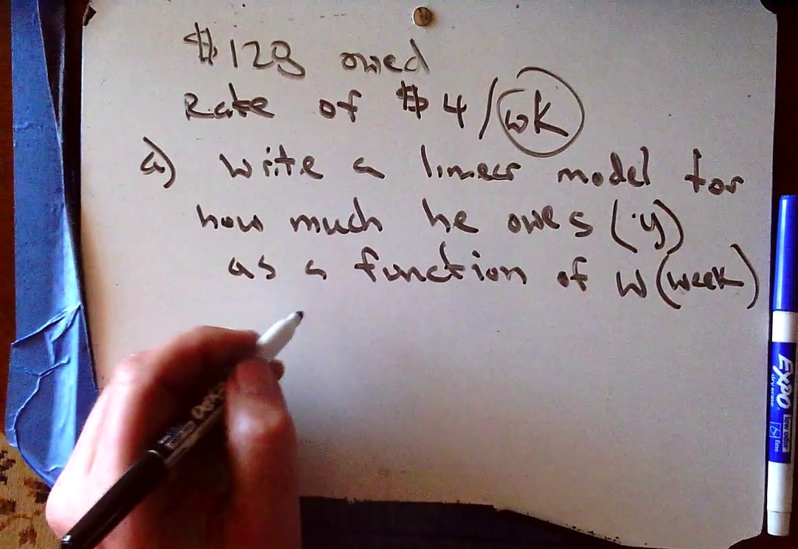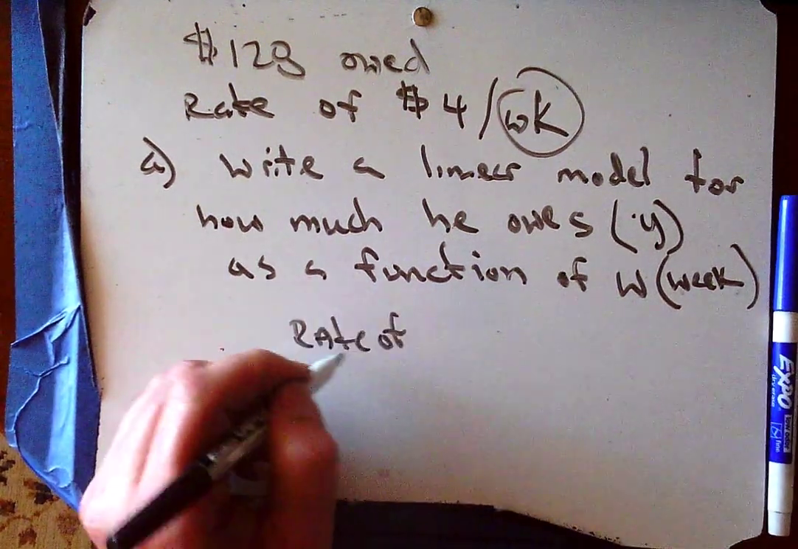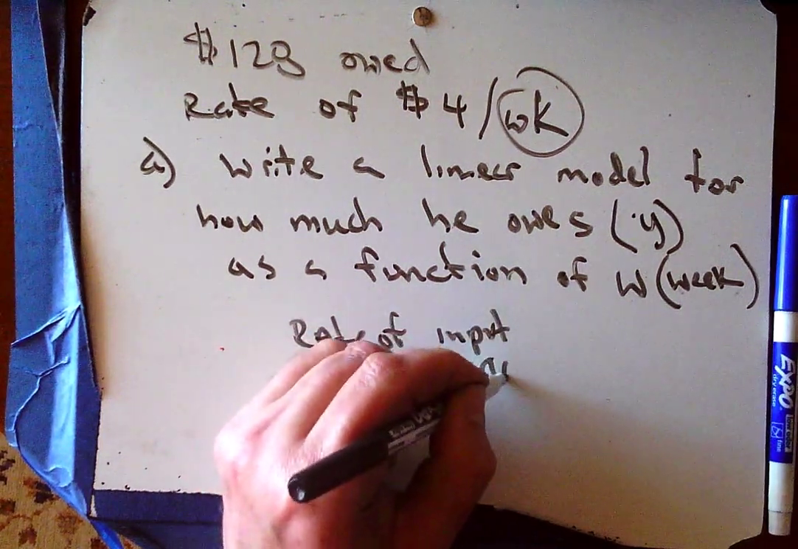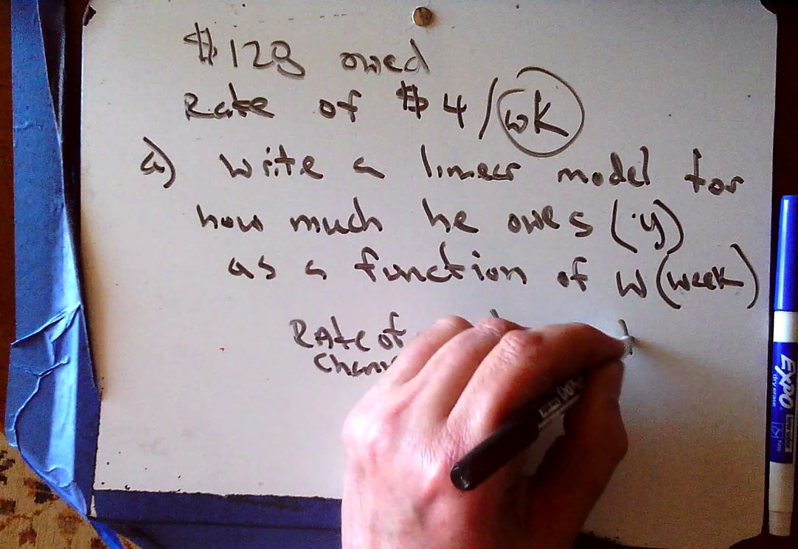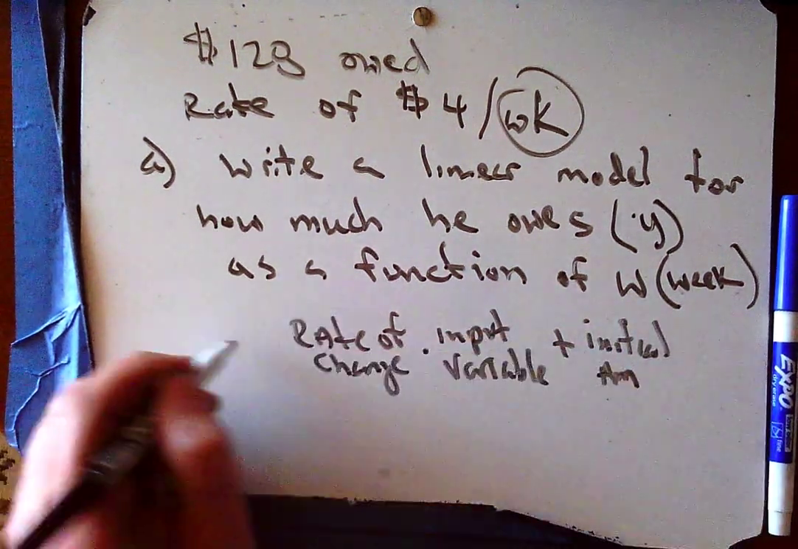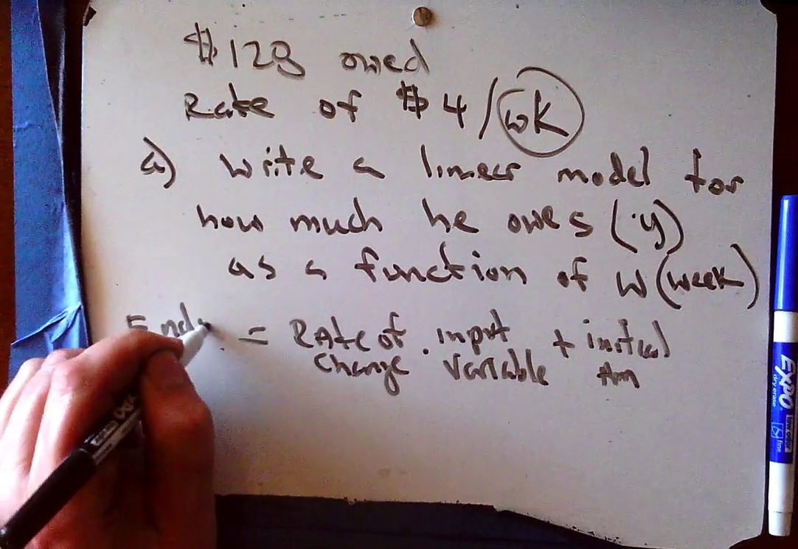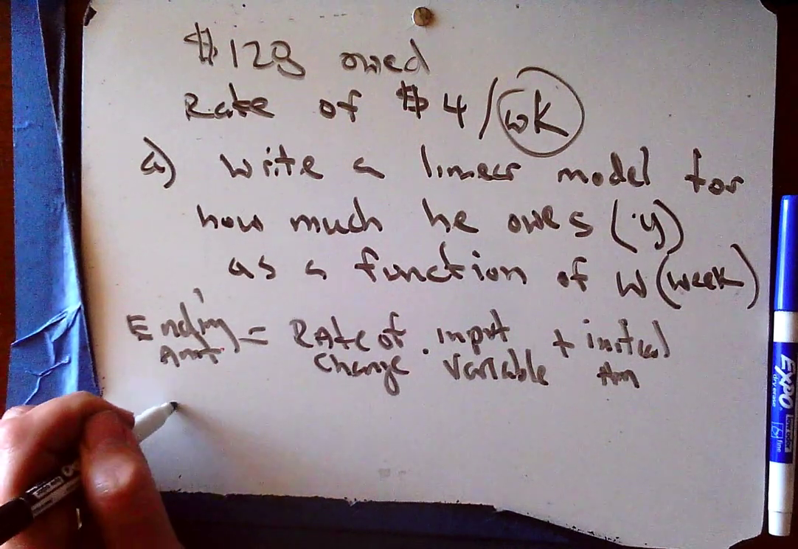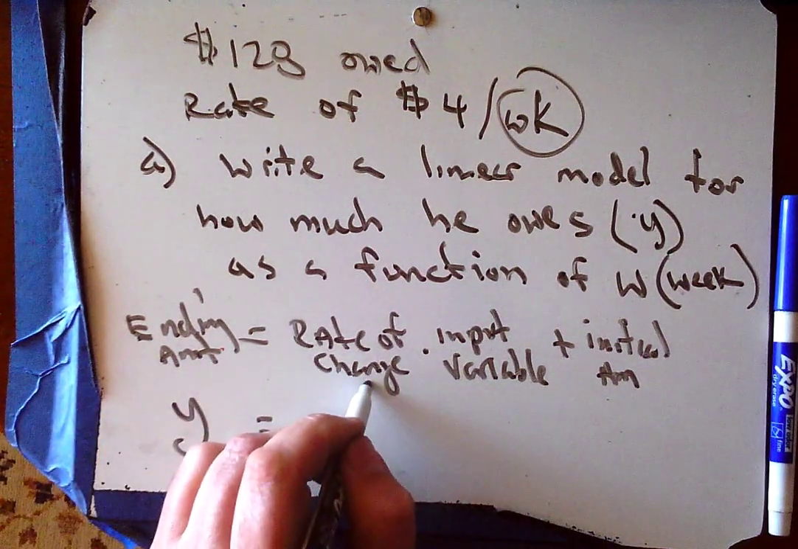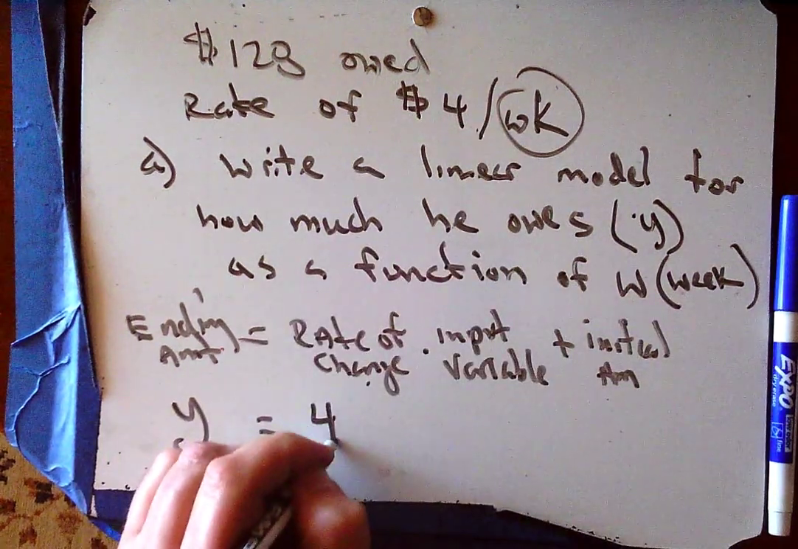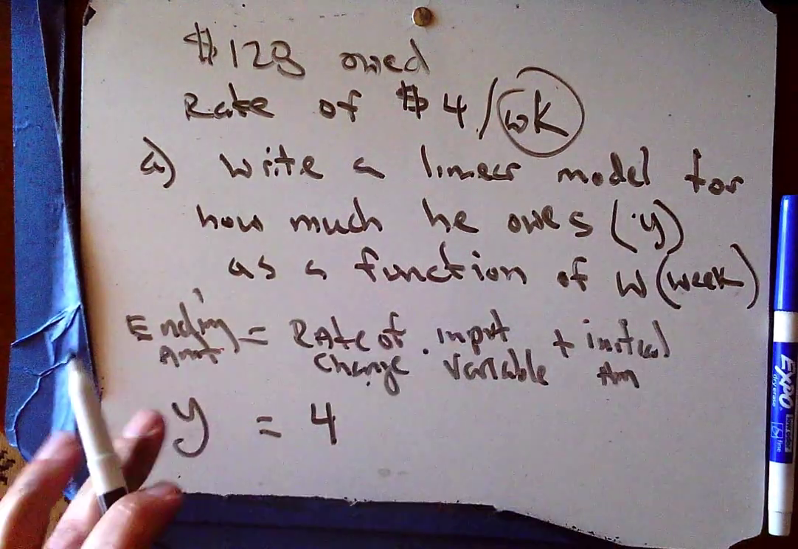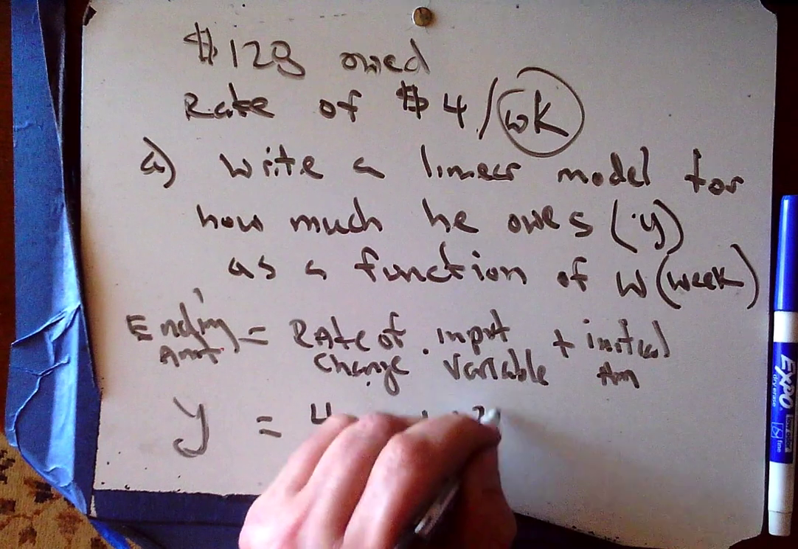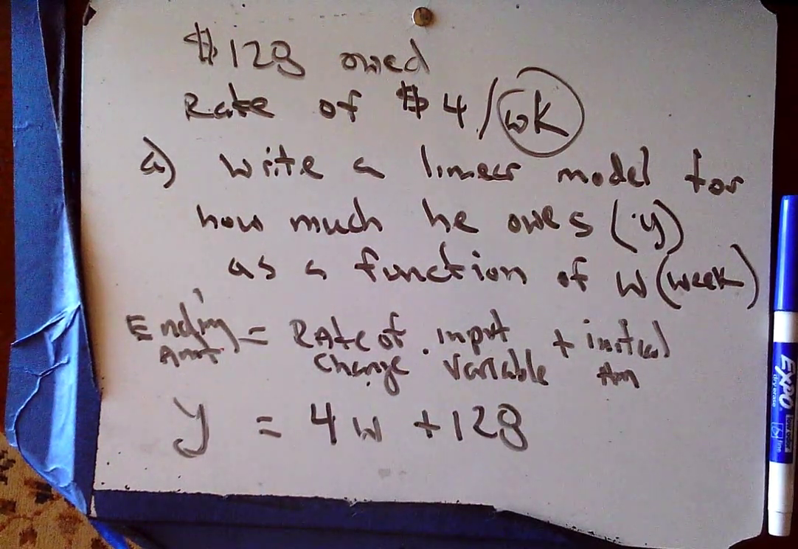Now, I hope you remember rate of change times the input variable plus the initial amount equals the ending amount. Okay? So we're trying to find that ending amount, y. The rate of change is 4. The input variable is W for weeks, and the amount of money owed is 128. What's wrong with this equation?